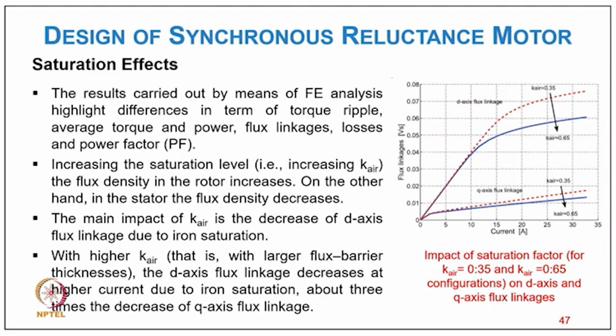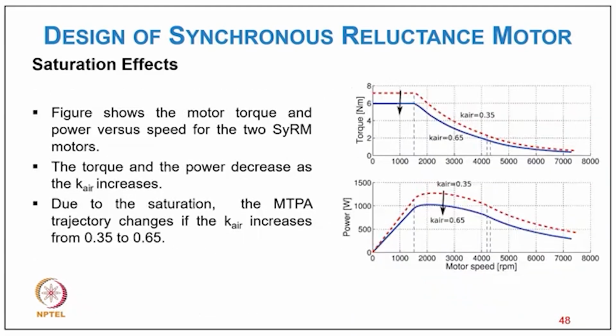So increasing the saturation level, that is increasing Kr, the flux density in the rotor increases. On the other hand, in the stator the flux density decreases. The main impact of Kr is the decrease of the d-axis flux linkage due to iron saturation. With the higher Kr, that is with the larger flux barrier thickness, the d-axis flux linkage decreases at higher current due to the iron saturation, about 3 times the decrease in the q-axis flux linkage. You can see the impact of the saturation factor for the Kr equal to 0.35 or Kr equal to 0.65 configuration, and how the d-axis and q-axis flux linkages are decreased in the two cases.